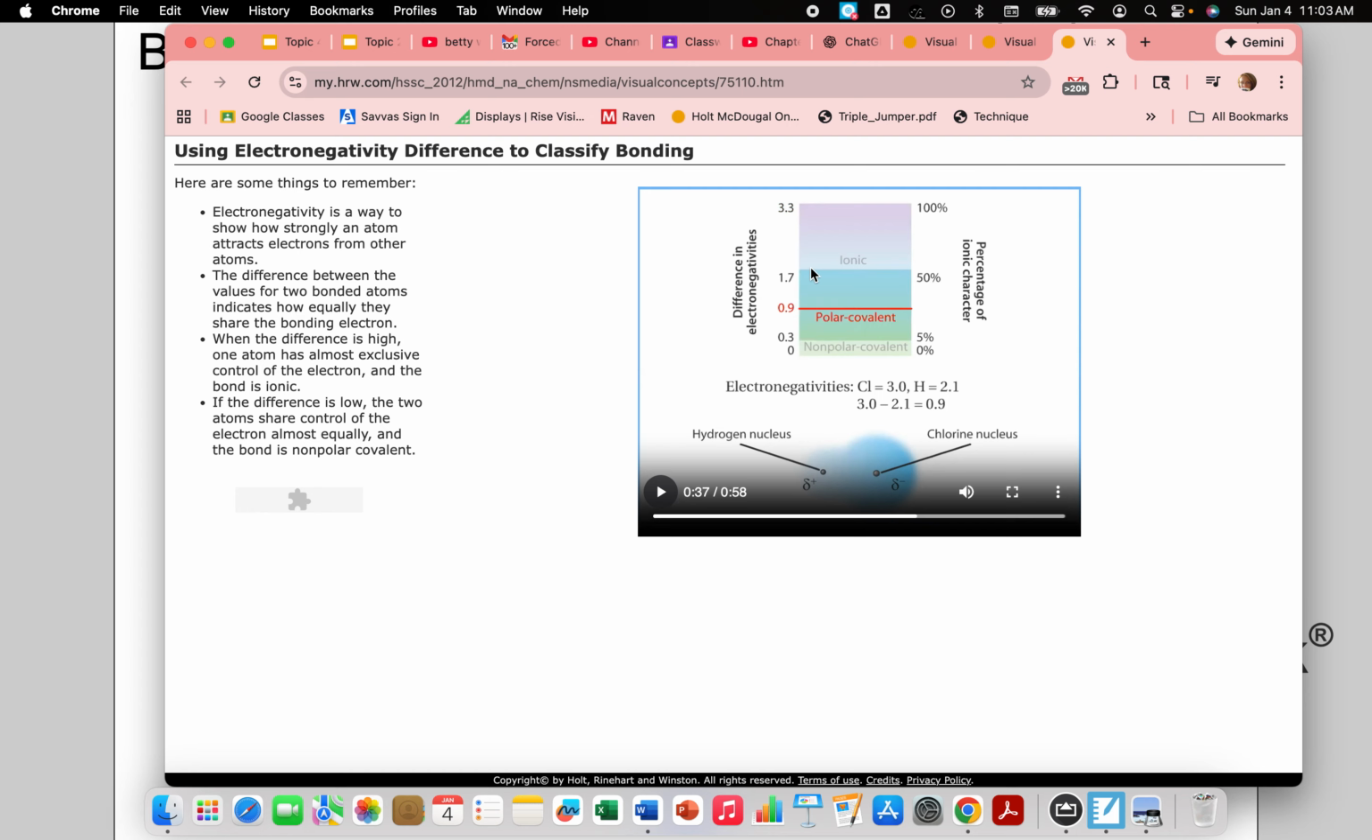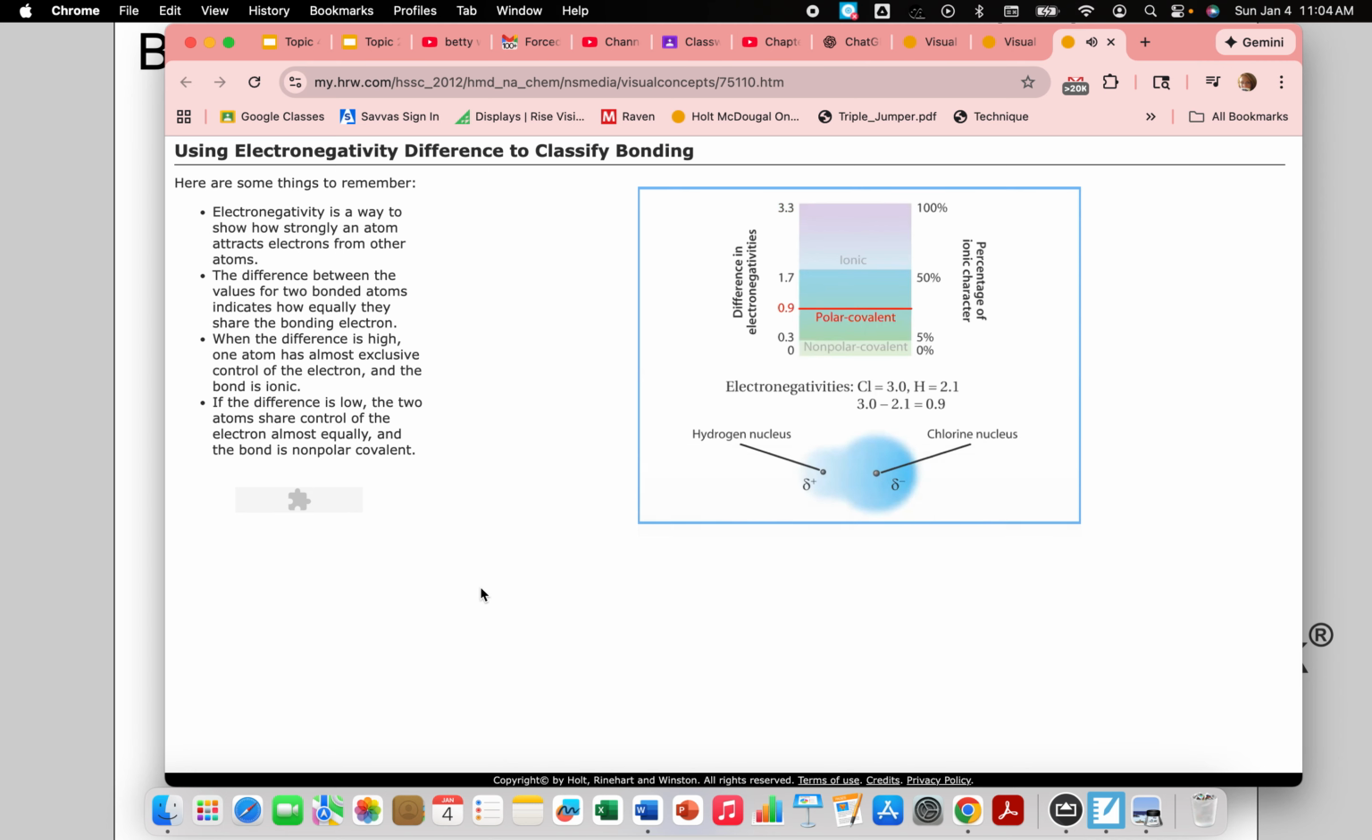So if you get a value greater than 2.1, it will be ionic. If you get a value that is less than 2.1 but above, and this is another number we're going to change, 0.5. So from 0.5 to 2.1, we will classify that as polar covalent, and then anything below 0.5 will be non-polar covalent. Okay. The chlorine atom has a greater attraction for the shared electron than the hydrogen atom.